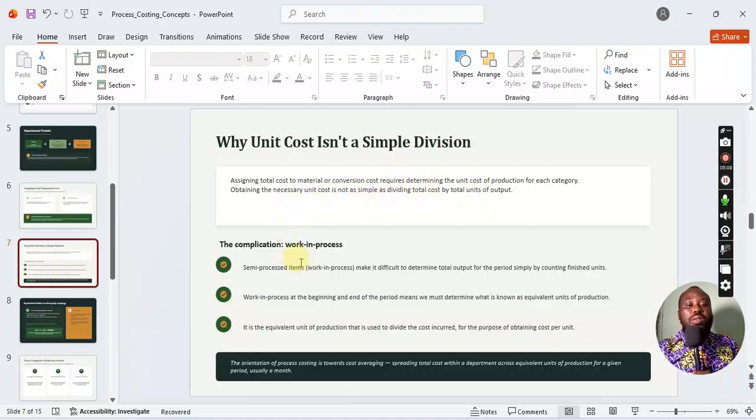Now, the complication is work in process. Semi-processed items, or work in process, make it difficult to determine the total output for the period simply by counting finished units. Also, work in process at the beginning and end of the period means we must determine what is known as equivalent units of production. It is the equivalent unit of production that is used to divide the cost incurred for the purpose of obtaining cost per unit. Now, the organization of process costing is towards cost averaging: spread total cost within a department across equivalent units of production for a given period of time, which is usually a month.